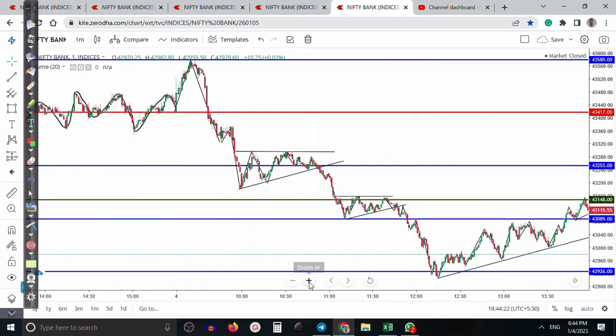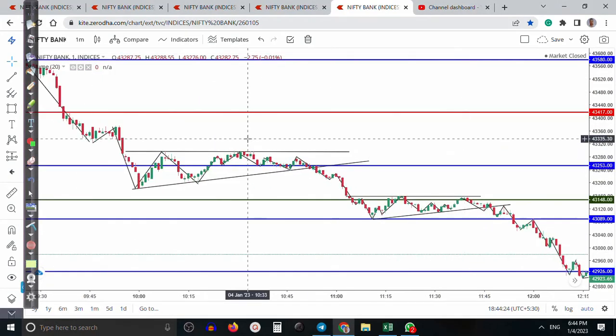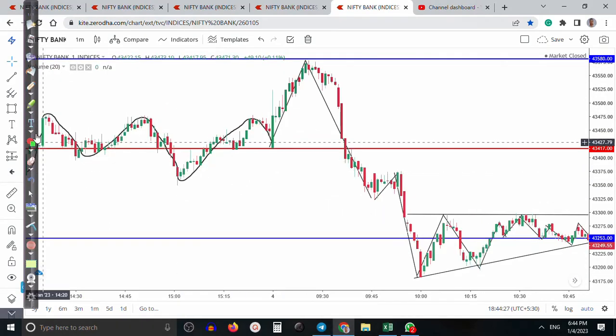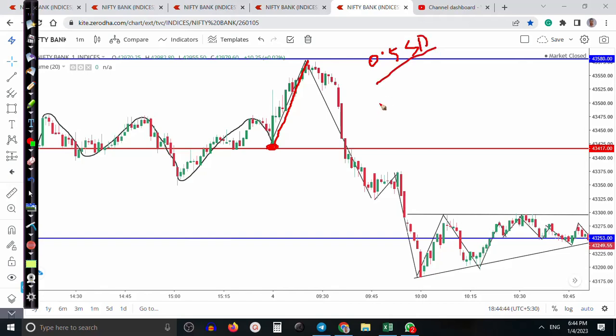Let me zoom a little bit. Okay, perfect. The price opened somewhere here around 43,417. After that, price hit the 0.5 standard deviation line. Have you seen? There is no retracement, just a single candle, and the price hit this level. So in a small time frame like 1 minute, no pullback here. That is why we didn't get any buy opportunity.